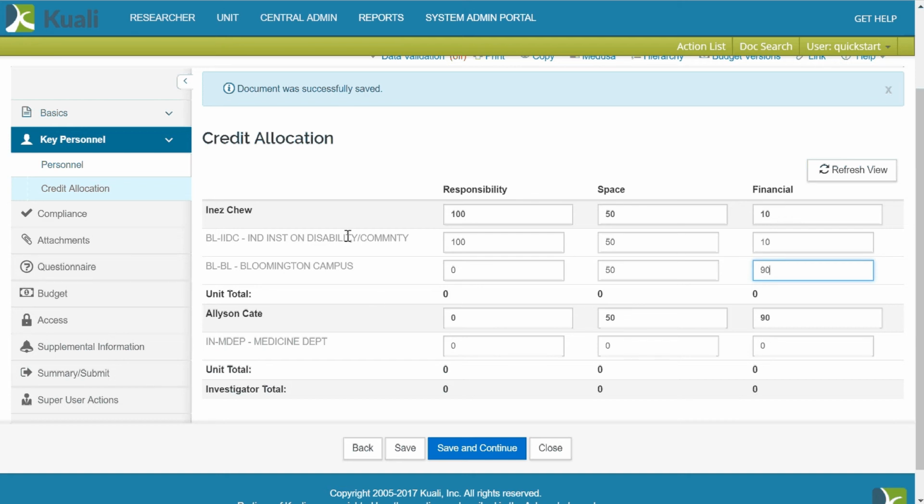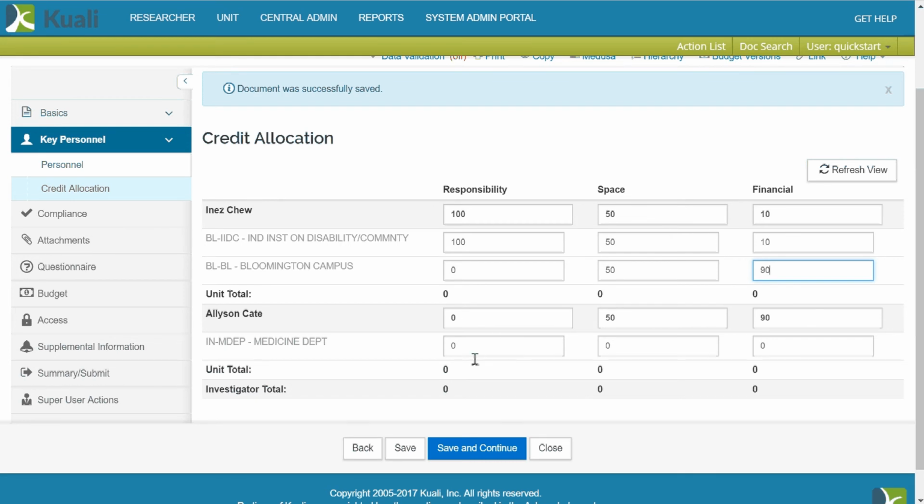Over here, under responsibility, IIDC is getting 100% of the responsibility for the entire project because Inez has 100% of the responsibility, and then it's all going to IIDC. In the case of space, IIDC is only getting 25% of the space responsibility overall because Inez has half, and then they are getting half of that.